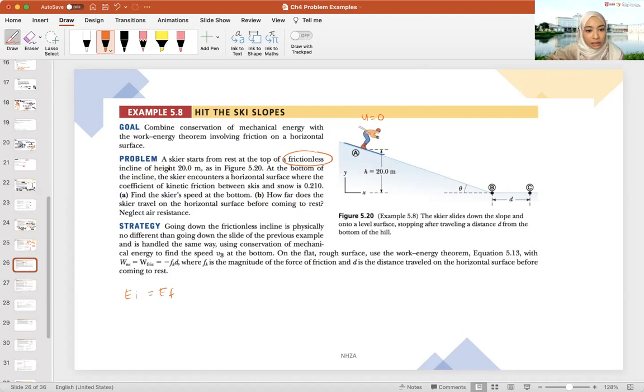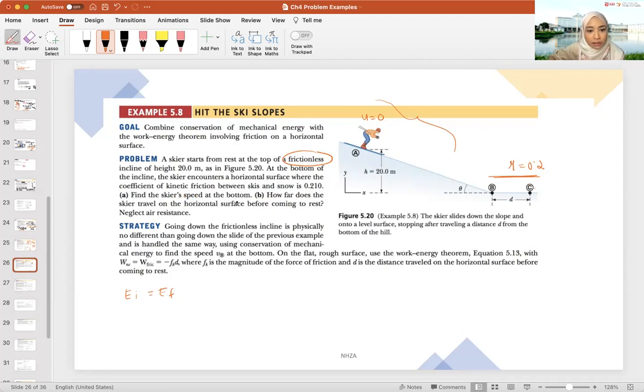So it is on an incline of height 20 meters. So this is the vertical displacement as in figure 5.20. This figure here. At the bottom of the incline, the skier encounters a horizontal surface. So at first he is here at point A, he goes down, reaches point B, and then he encounters a horizontal surface, from B to C, where the coefficient of kinetic friction between the skis and snow is 0.2. This part is frictionless. No friction, but at this part you have that friction.